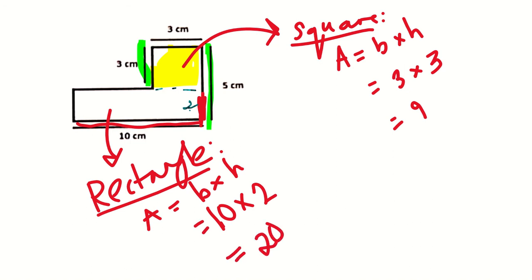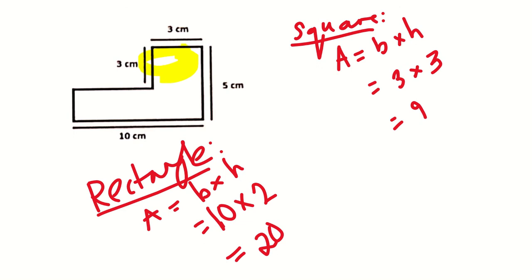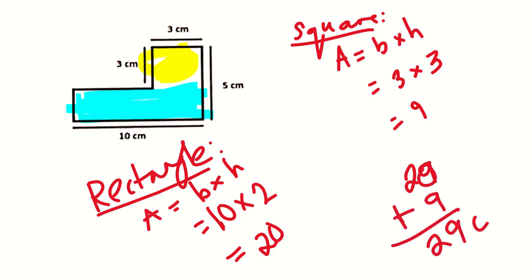So we have the individual areas. The square is 9 and the rectangle is 20. So together, what would be the whole area of that L-shaped figure? It would be 20 plus 9, which is 29, and now we put our units, 29 centimeters squared.